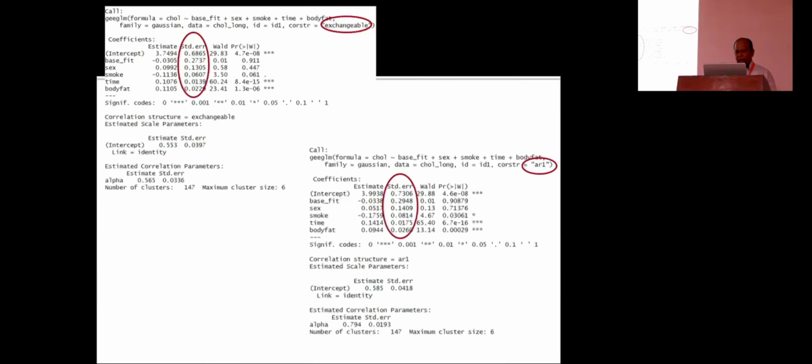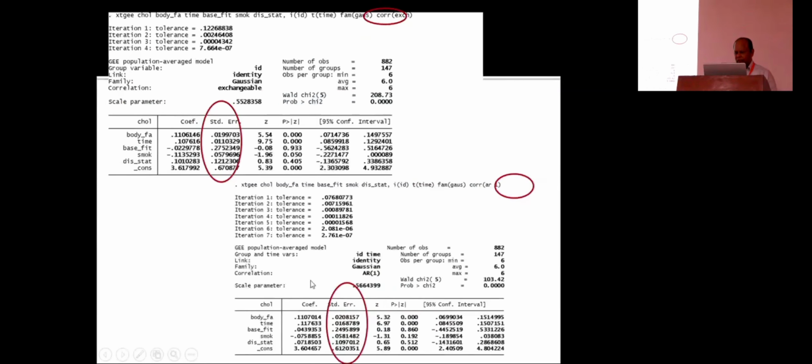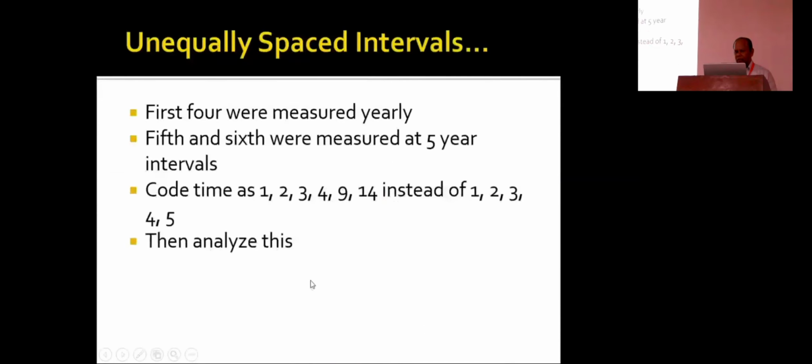Next one is that exercise. This is exchangeable. This is an autoregressive model, and so on and so forth. If you have time, you can do this one.